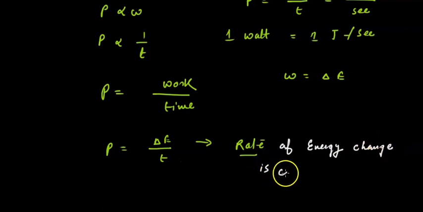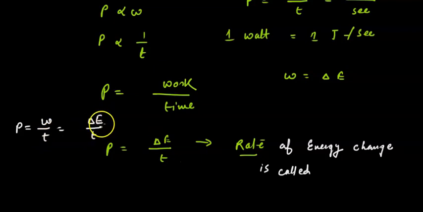In the exam, suppose multiple choice questions are given. One says rate of doing work, another says rate of change of energy. Both of them are correct. You have to remember there could be any definition regarding power, and you have to understand from the mathematical point of view that power is work upon time, and we know work is nothing but change in energy. So the rate of change of energy is also called power.